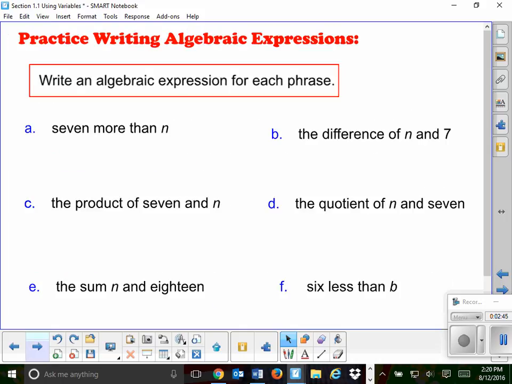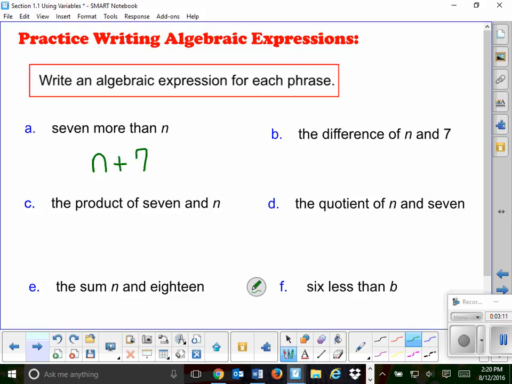So here's what we have. Some of what you're going to do, and this is going to be really important throughout the years, is taking English or verbal phrases and turning them into expressions. I will do these, and then you'll have some to practice on your own in a second. The first one is 7 more than n. So if here is n, you add on 7 more than that.